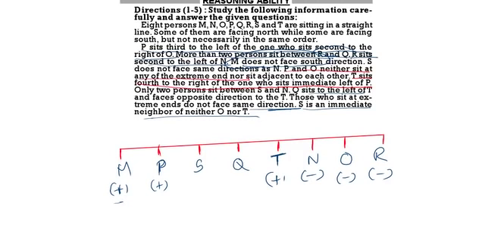Q is sitting to the left of T and faces the direction opposite to that of T. So T is plus, so Q will be minus. S does not face the same direction as N. So since N is minus, S will be plus. So this is the total puzzle we have got. Now based on this puzzle, we have to answer the questions.